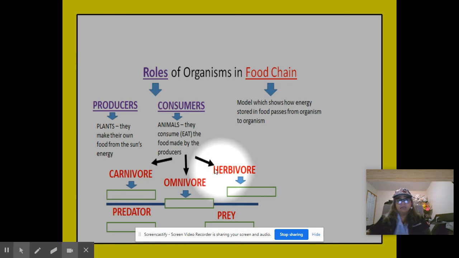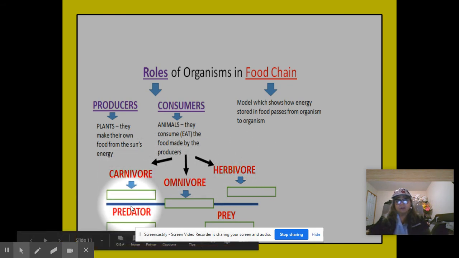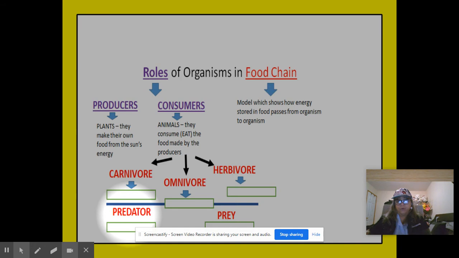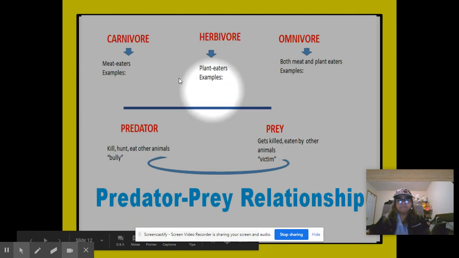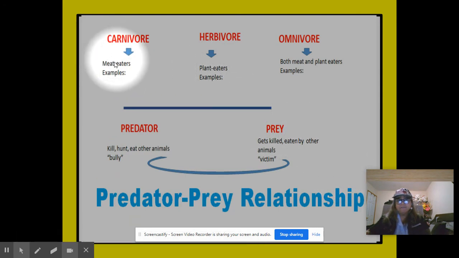omnivore if we can both eat meat and plants, right? And on top of that, of course, most carnivores end up either being a predator or a prey. Predator is an animal that hunts its own food, and whoever is that food becomes the prey. So here again, carnivore, meat eaters, herbivores, plant eaters, omnivore, both meat and plant eaters.